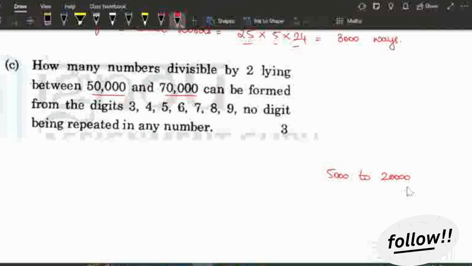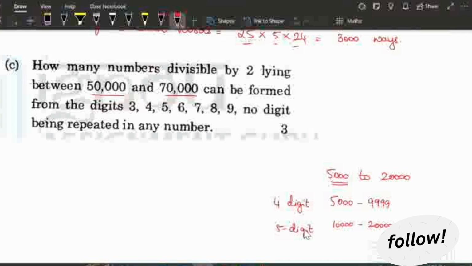So 5,000 to 20,000. These numbers are 4-digit numbers, right? So from 5,000 to 9999, we have 4-digit numbers. And then from 10,000 to 20,000, these numbers are 5-digit numbers. So we need to consider how many 4-digit numbers are possible and how many 5-digit numbers are possible also in this given range. Then you need to add them.